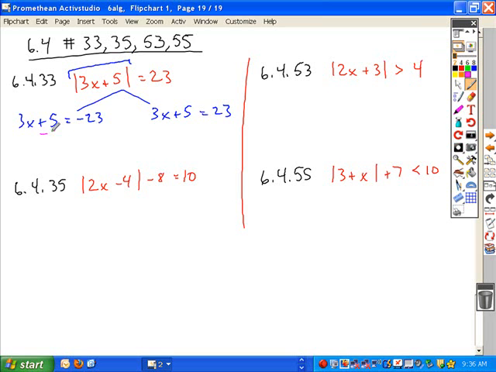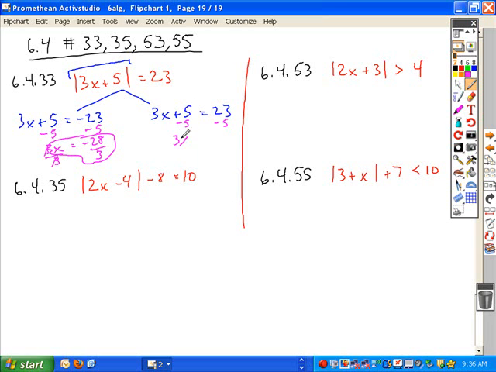So if we solve the left side, isolate your variable term. So we subtract a 5 from both sides. Divide by 3. So you get x is equal to negative 28/3. And on the right side, do the same thing. Perform your steps.